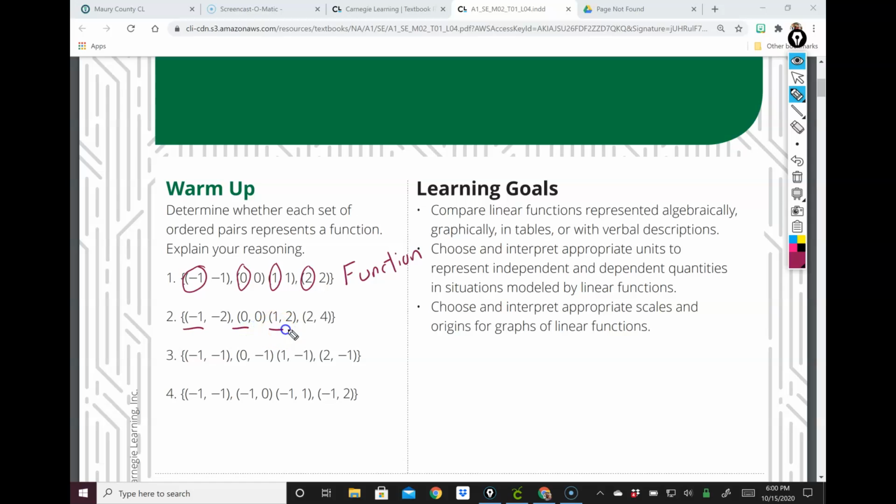-1, 0, 1, and 2, all different, all unique. You have a function. -1, 0, 1, 2, still a function. -1, -1, uh-oh. Right here, I'm seeing that my domain is repeating, my x values are repeating, not a function.